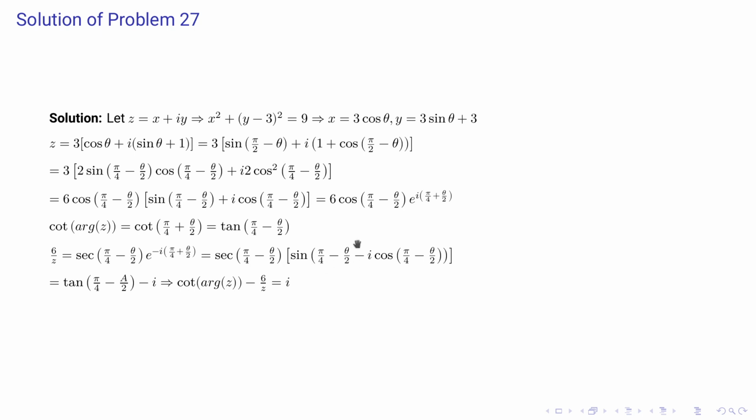Here the parenthesis is missing. It is at the wrong place. Minus i cos of pi by 4 minus theta by 2, which can equivalently be written as, when you multiply this into this, it will become tan of pi by 4 minus theta by 2, and this will get cancelled. So that is equal to minus i. So cot of arg of z minus 6 by z is equal to i, because tan will get cancelled with this tan. So what you will have remaining is i only.